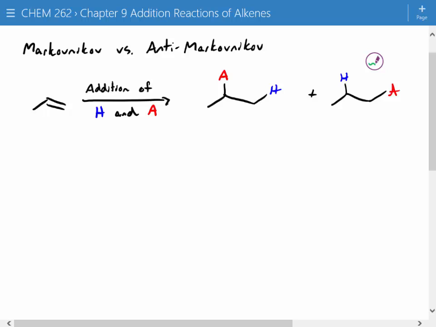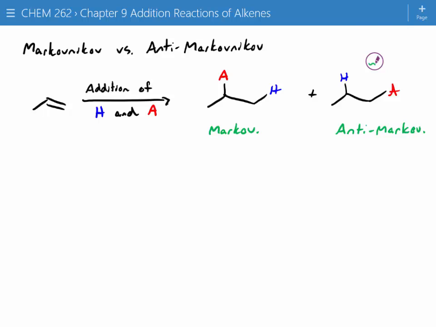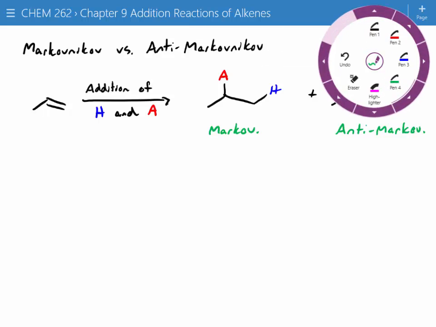Which one is our Markovnikov product, the left or the right? Left. So we've got Markovnikov. I'm just going to abbreviate it. And anti-Markovnikov. Now we've got a bunch of reactions we need to think about.